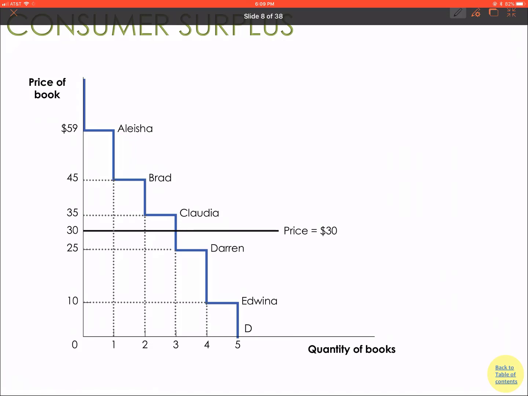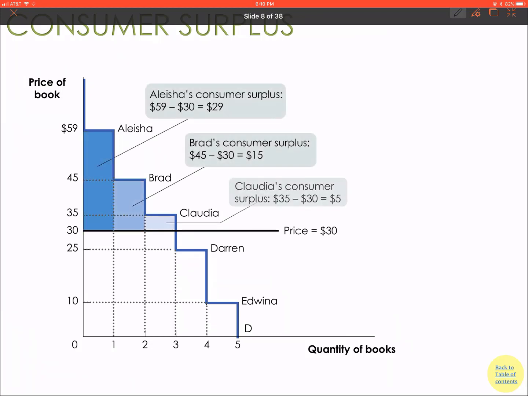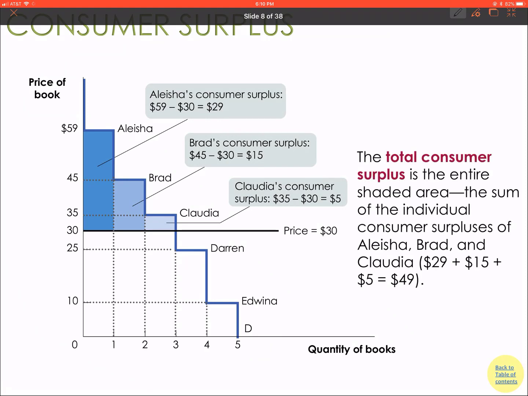Brad collects $15 worth of consumer surplus. And Claudia collects $5 worth of consumer surplus. For Darren and Edwina, there's $0. It's not a negative consumer surplus, it's just $0 because they choose not to buy. The total consumer surplus then will be the sum of the consumer surplus of all who choose to buy. You can see it's sort of an area under the demand curve and above the price.